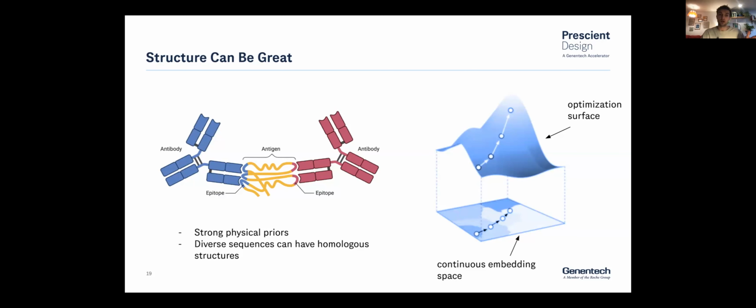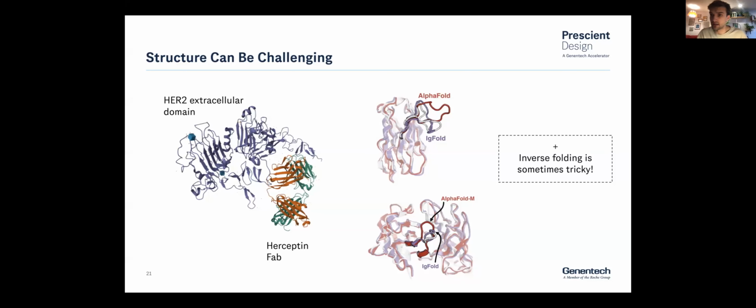On top of all this, we need to get back to sequences eventually. So if we're going to use a structure-based method to generate new sequences, we're going to have to use inverse folding models to get back to sequences. And inverse folding can often be quite challenging or generate sequences that are not very plausible.